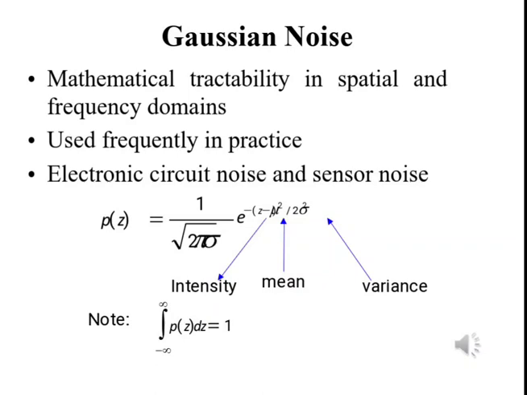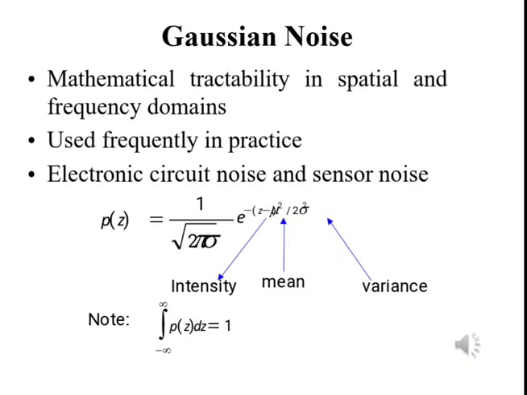First, we discuss Gaussian noise. Because of its mathematical tractability in both the spatial and frequency domain, Gaussian noise, also called the normal noise model, is used frequently in practice. In fact, this tractability is so convenient that it often results in Gaussian models being used in situations in which they are marginally applicable at best.